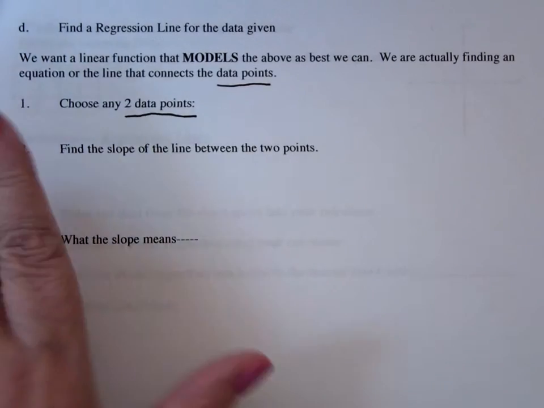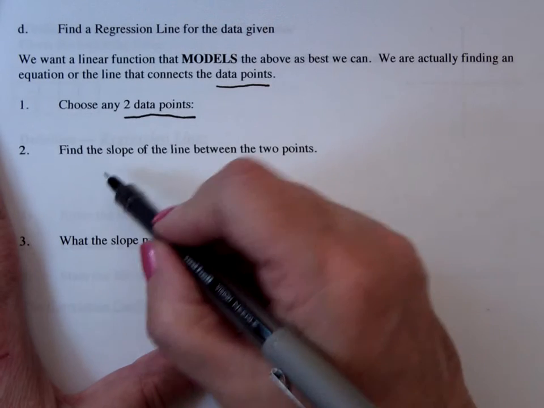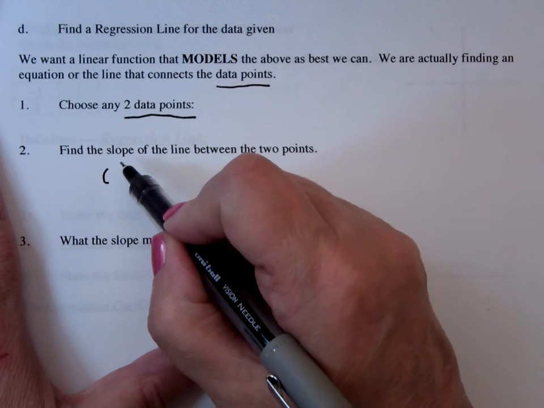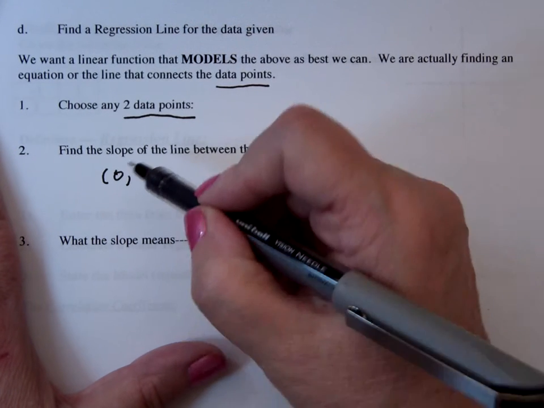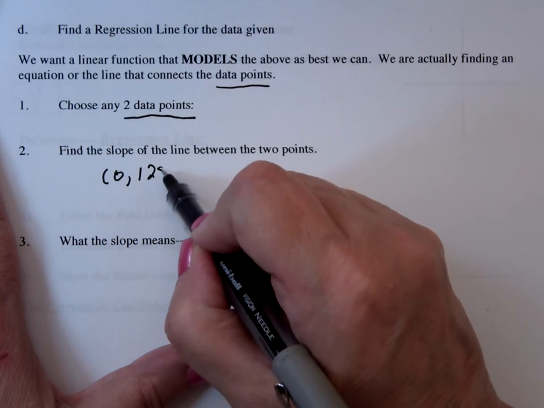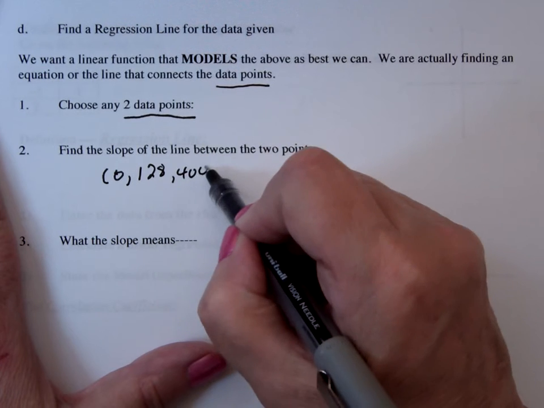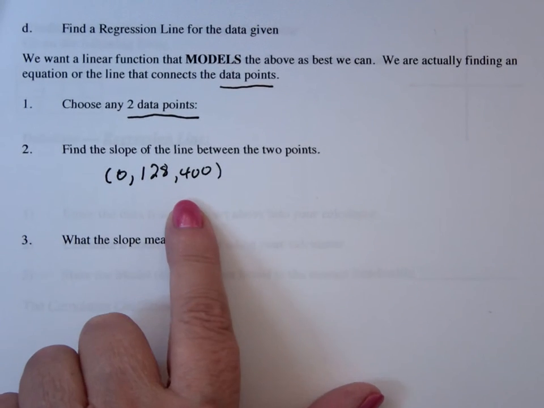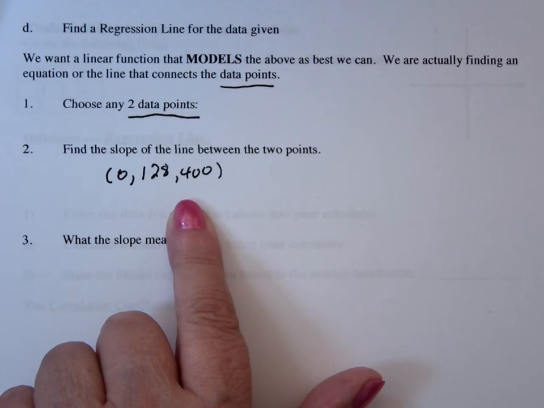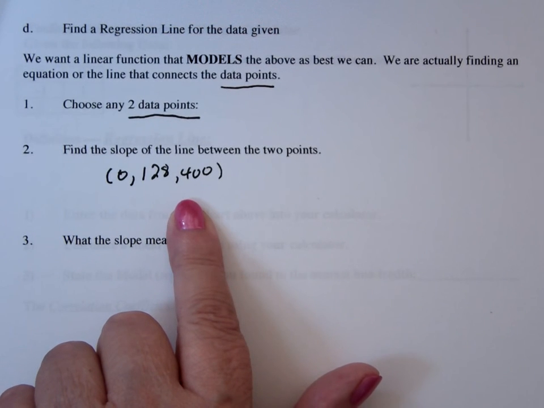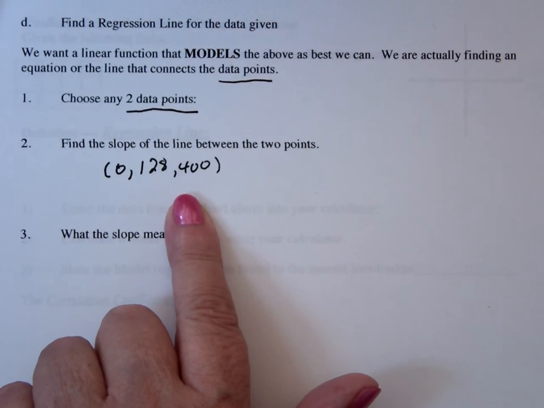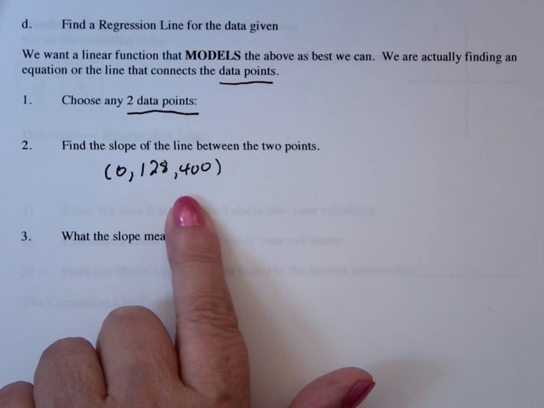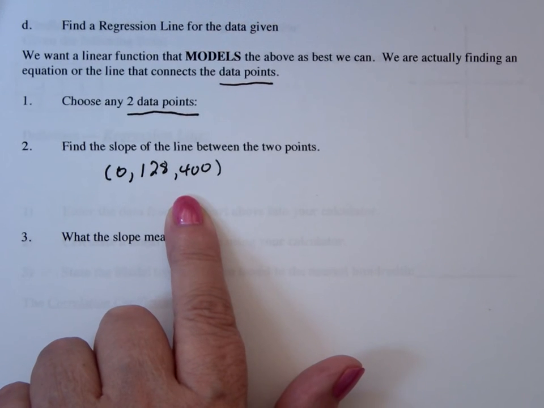So the 2 points I said I'm going to choose: I'm going to choose the first point, which is (0, 128,400). And I like this point. Why do I like this particular point? What's convenient about this point? Because x is 0, and if x is 0, what do I have in my hands? The y-intercept. So I can go directly to y equals mx plus b, which is nice because b is 128,400.